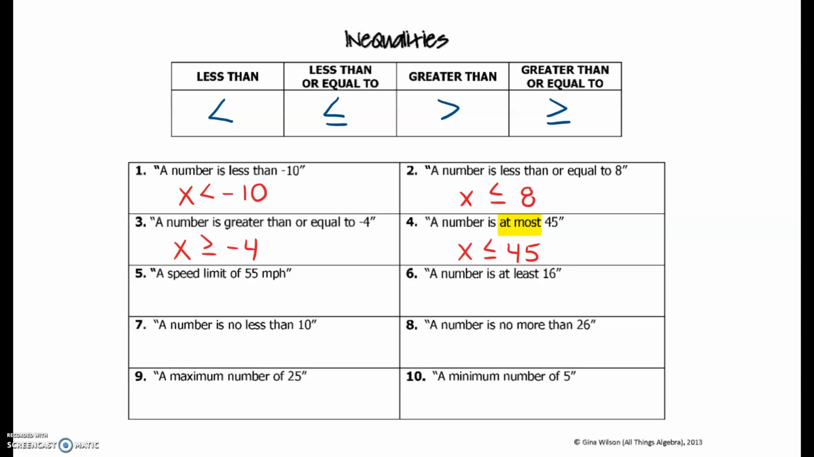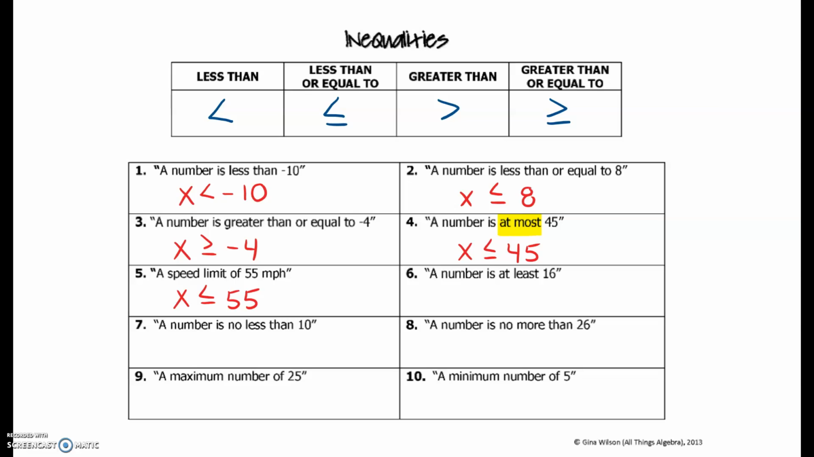Now for number 5, we need to think of the scenario. A speed limit of 55 miles per hour. You cannot go over the speed limit. So in order to write this in the form of an inequality, x has to be less than or equal to 55. Basically saying the speed we travel has to be no more than 55.